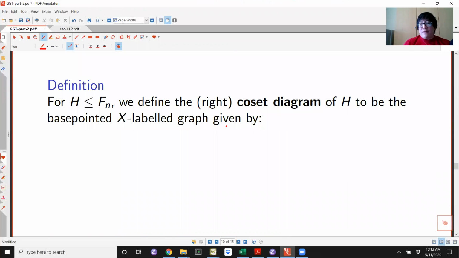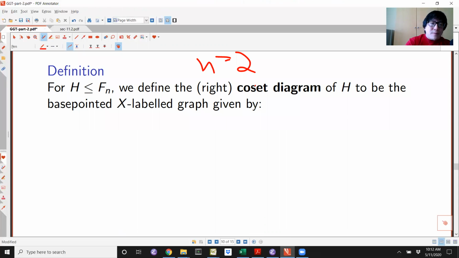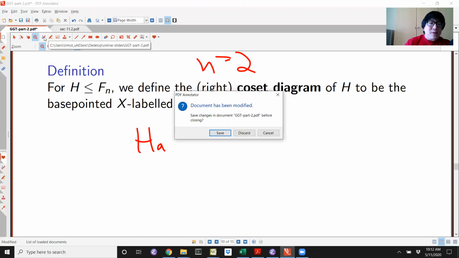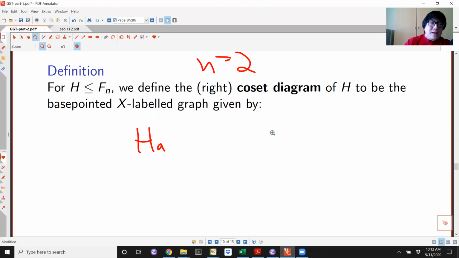Now for H in Fn, we define the right coset diagram of H, and again, I'm just going to stick with the case n equals 2. We define it to be the base pointed X labeled graph, the A B labeled graph given by, well, if you have a coset, I shouldn't call it HA because A and B are dedicated generators. So let's call this HX.